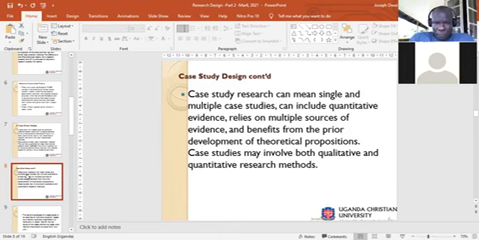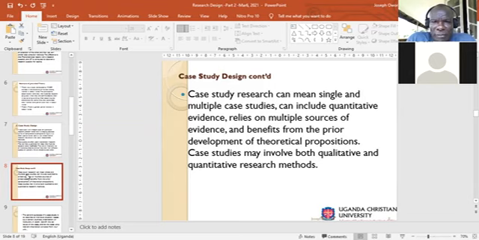So they can include quantitative evidence, because as you continue to study something, you can end up quantifying it. So it relies on multiple sources of evidence. You look at this source, then you check that source, then you check the other source, then you turn around and check that source, and then you turn the other way, the other page, and then you check that source, and so on and so on.